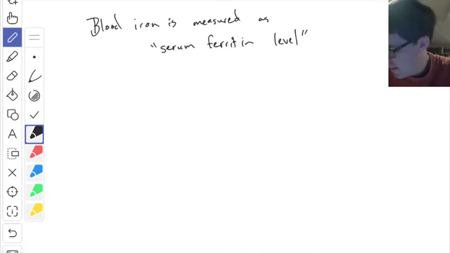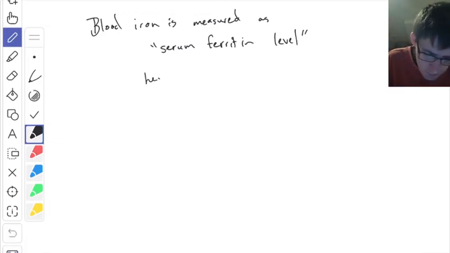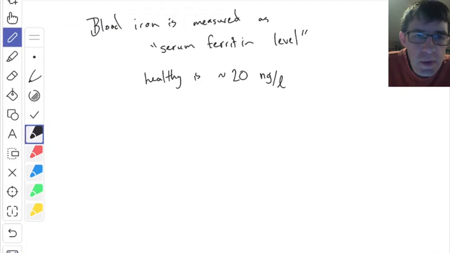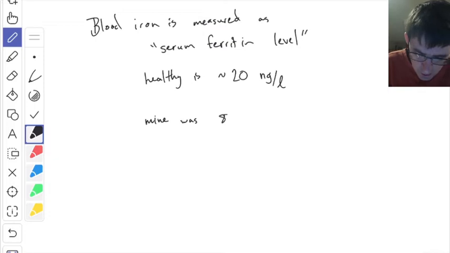But anyway, the serum ferritin level. A healthy level is around 20, and the units for this are very small, nanograms per liter. This is a healthy level of serum ferritin. When I found out that I had this, I was in my 30s, so I had this thing for 30 years of iron building up in my body. Mine was 800 nanograms per liter, which is way higher than the healthy amount.